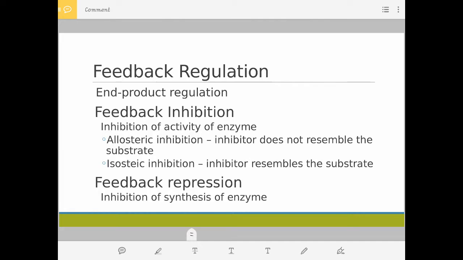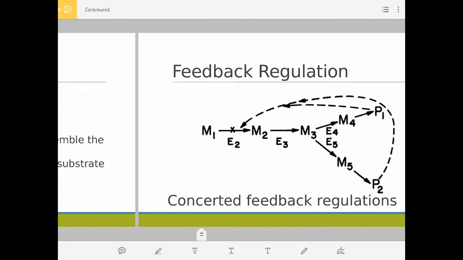And then we also have feedback repression. What's the difference between them? Although it also does a negative control to your metabolic pathway, for repression you are inhibiting the synthesis of the enzyme. In inhibition, you are just inhibiting the enzyme per se. So the enzyme is already present in feedback inhibition, it's just that you make it inactive. Whereas in feedback repression, it's the gene that you inactivate. Therefore, the enzyme cannot be made, so the enzyme itself is absent. So those are two ways of feedback regulation.